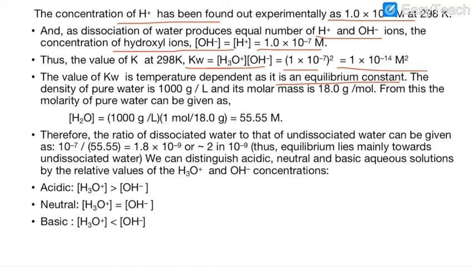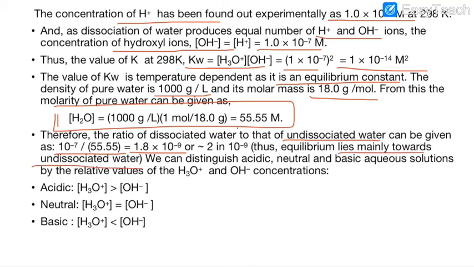Now we can calculate the concentration of water at room temperature, that is 298 Kelvin. As we know that the density of water is 1000 gram per liter approximately, and its molar mass is 18 gram per mole, the molarity of water will be equal to 55.55 M. Therefore, the ratio of dissociated water to that of undissociated water can be given by 10 raised to the power minus 7 divided by 55.55, that is 1.8 into 10 raised to the power minus 9. Thus, the equilibrium lies mainly towards the undissociated water.